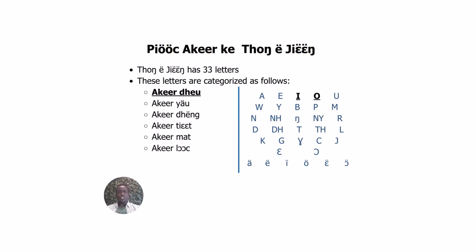We first said Thoŋ Jiëëŋ has 33 letters. We talked about Akeer Dheu, Akeer Yao, Akeer Deng, Akeer Tiet, Akeer Mat, or Akeer Lodge. And we've been focusing on Akeer Dheu. The first one was A, which we covered in the previous lesson. Today's lesson will talk about E and O.